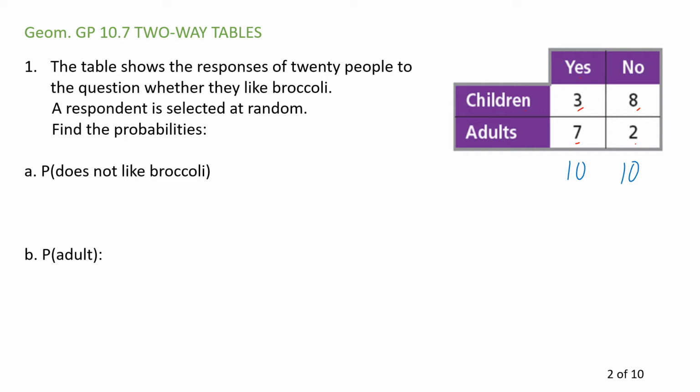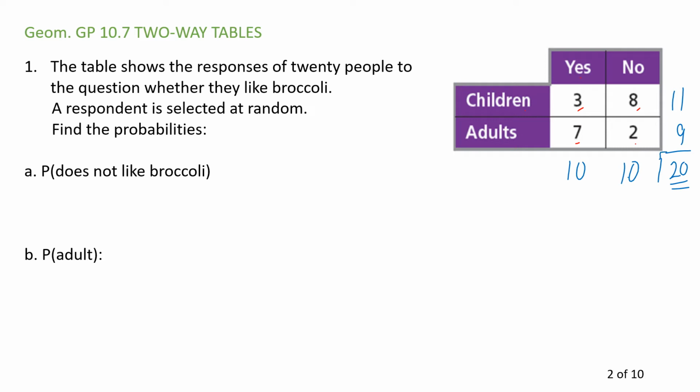How many people that I surveyed were children? 8 and 3 is 11. How many were adults? 7 and 2 is 9. These should both add up to 20. 10 plus 10, 10 yeses, 10 nos, 20 people. 11 children plus 9 adults, total of 20. So the marginal distributions is what I need first.